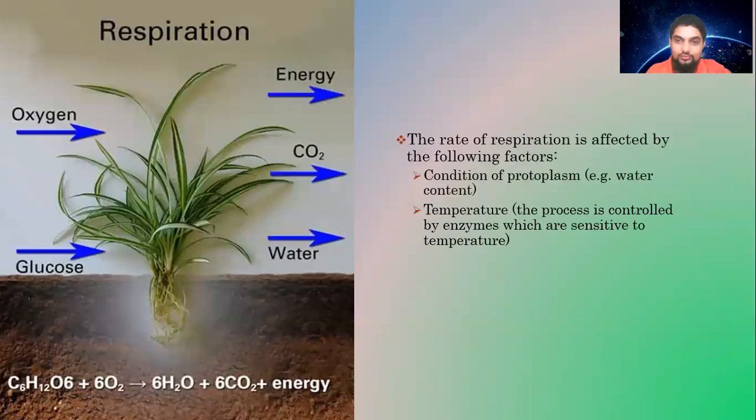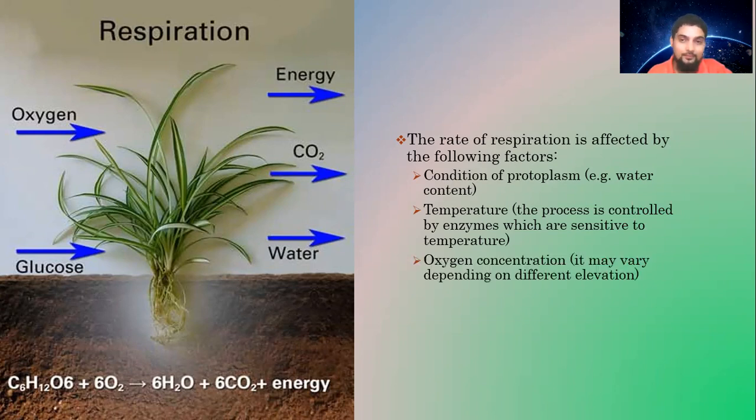Temperature, also. The process of respiration is controlled by enzymes. So if the temperature is too high, as I mentioned before, the enzymes will not be able to function and respiration will not take place properly. So high temperature can kill the plants.